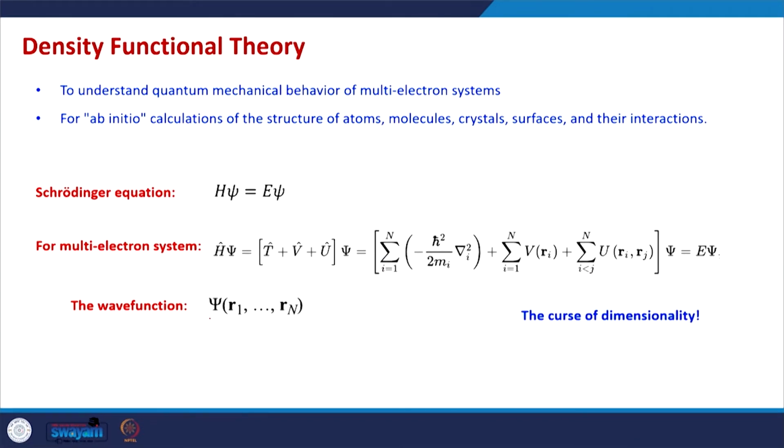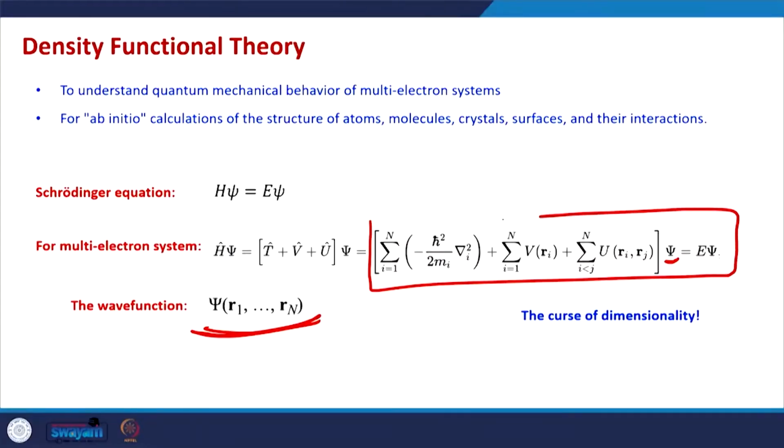Because as the number of electrons increases in a system, the dimension of the wave function increases, and correspondingly the dimension of all the operators, like the Hamiltonian, will increase. The calculation will become just impossible. So we cannot directly solve the Schrodinger equation for this system. One reason is this, the second is this interaction term, which is also extremely difficult.